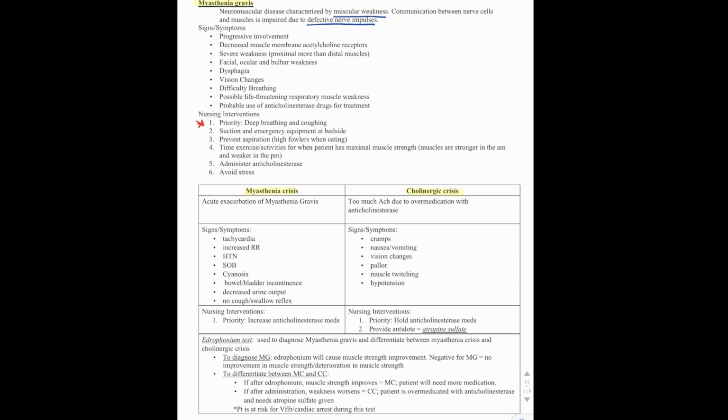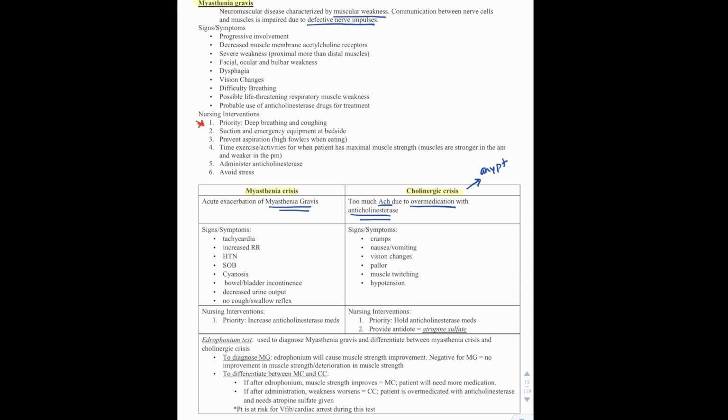So let's look at the difference. A myasthenia crisis is an acute exacerbation of myasthenia gravis, so what we just talked about. Whereas a cholinergic crisis is because there's too much acetylcholine due to an over-medication with an anticholinesterase drug. So we can really see a cholinergic crisis in any patient on an anticholinesterase drug. A myasthenia crisis, we're only seeing in those with myasthenia gravis disease.